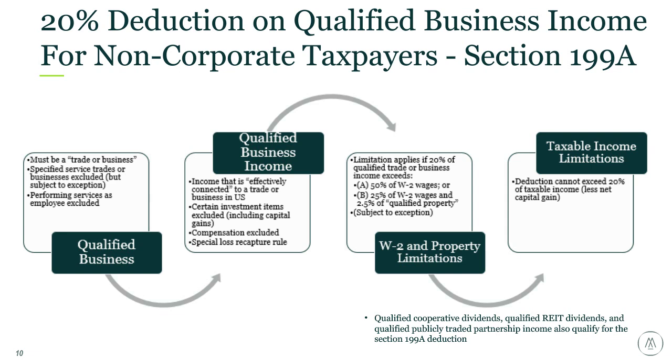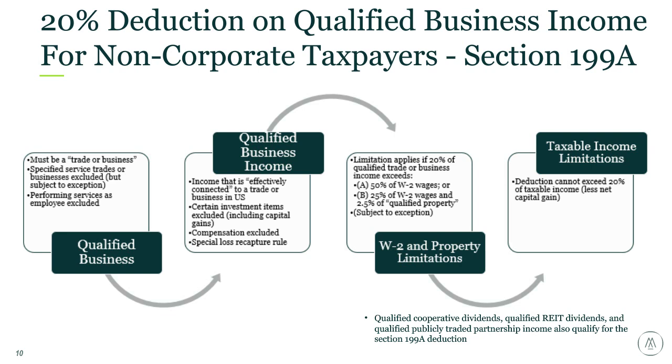And the provision is quite complex, and there's a number of hoops to jump through to understand if your business qualifies. This slide attempts to give you a framework for thinking about the different things that you need to consider in determining how much or if your income can qualify for this deduction. So starting on the left-hand side of this page, the first thing that you need to think about is whether your business is a qualified business.